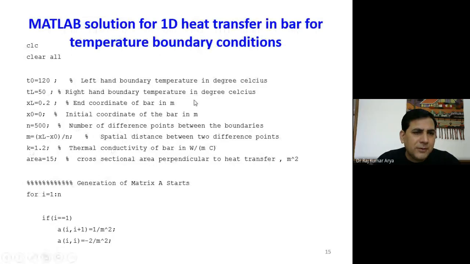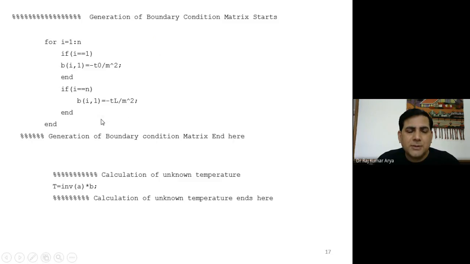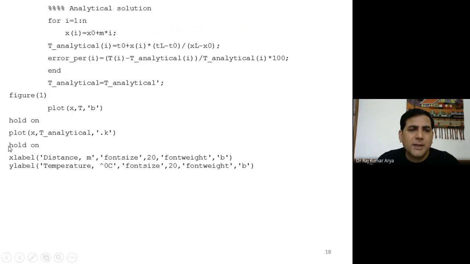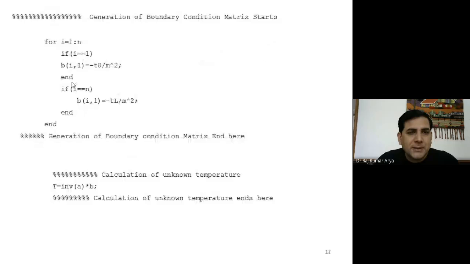Here I have taken, I think, 500 difference points, and based on that I have calculated. If I want to show you my solution, you can always solve your analytical one and calculate the error. So I calculated the error here also. If you want to see the code also, one by one.